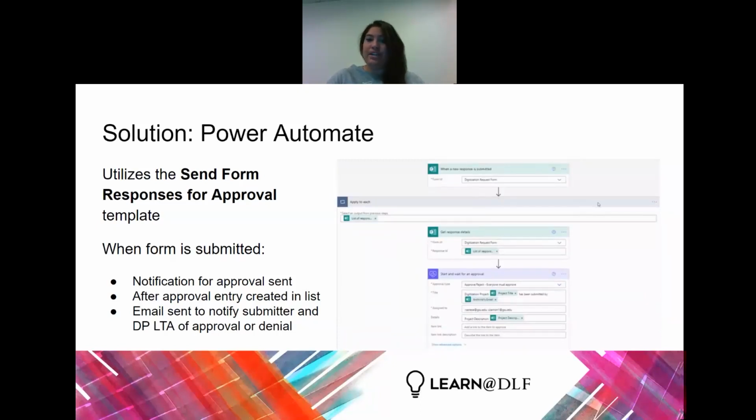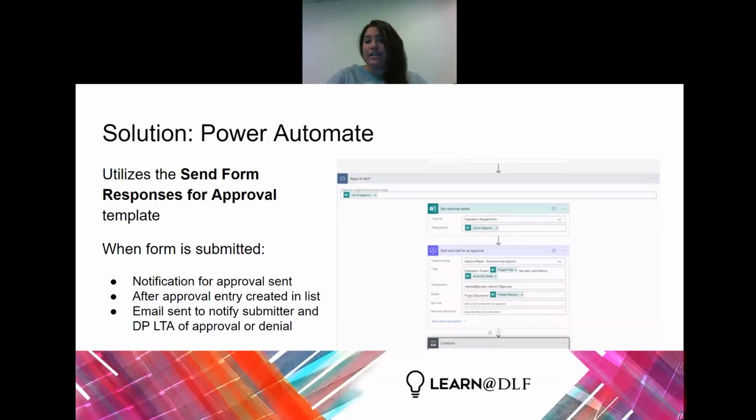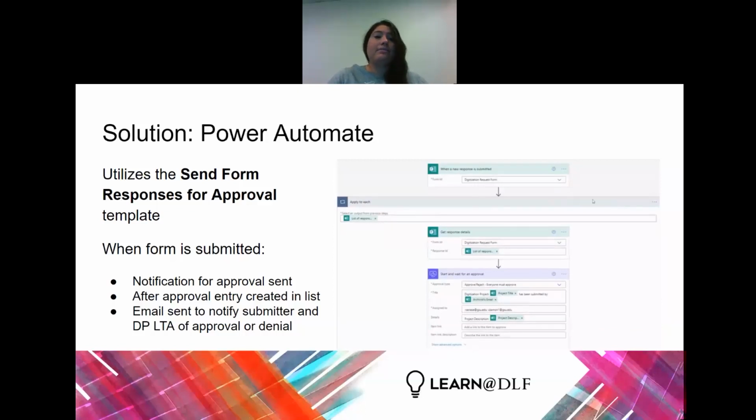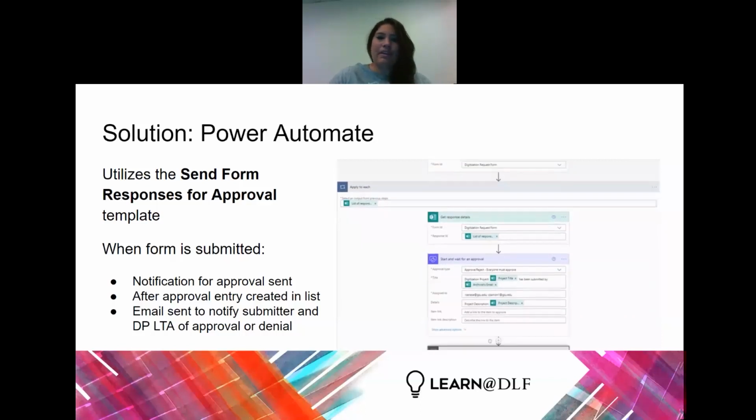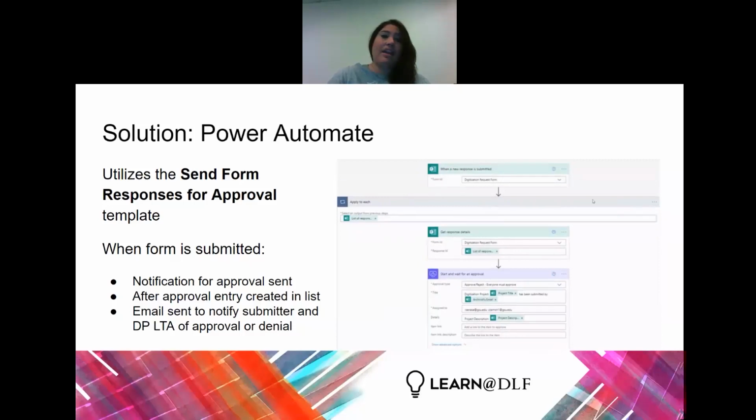Once both of us approved it, an email was sent to the archivist letting them know, hey, your project has been approved. And then an entry into our master tracking list was created. And an alert was sent to the digital project staff to let them know that we have a new project. If a project was denied for whatever reason, an email was also sent to let the submitter know that a project was denied. This has been very helpful, and we've definitely seen an increase in efficiency from it.